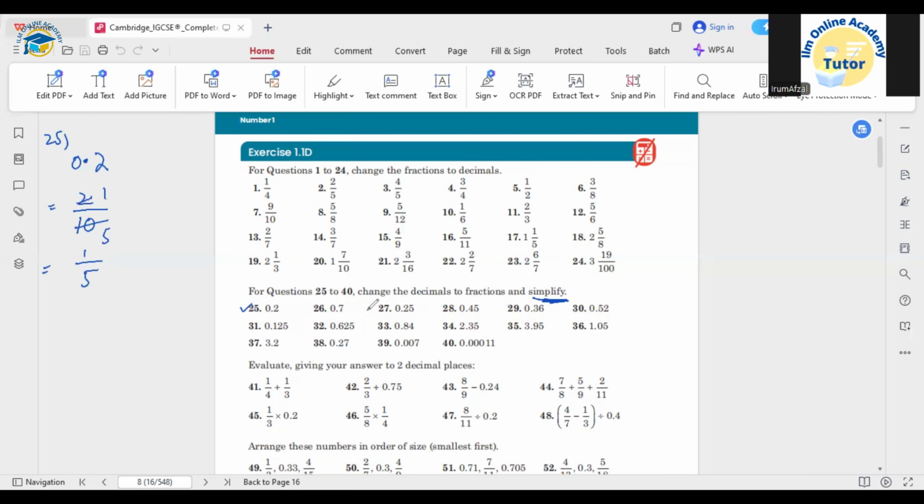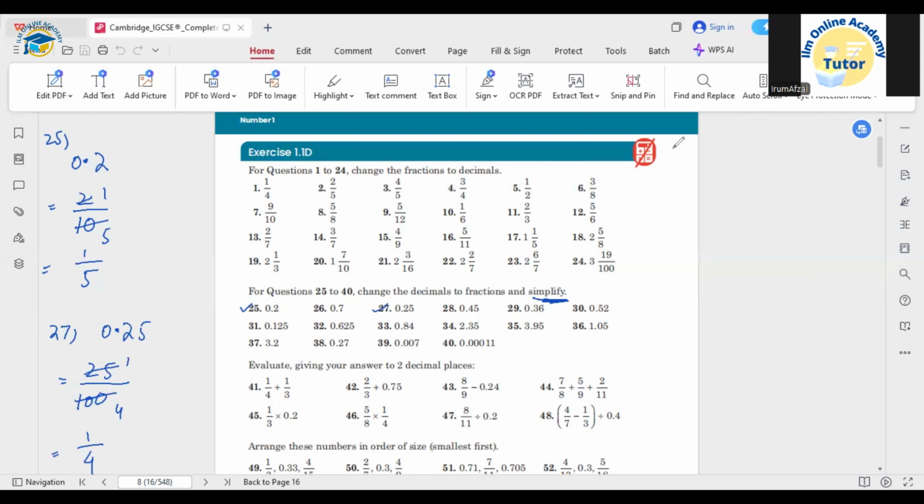Next, let's try the 27th. They gave us 0.25. So we need to write 25 by 100, because after the decimal point we have two numbers. Again, we can simplify this one. We have 100 in the denominator and we divide it by 25. 25 times 4 is basically 100. Accordingly, we can write 1 by 4.